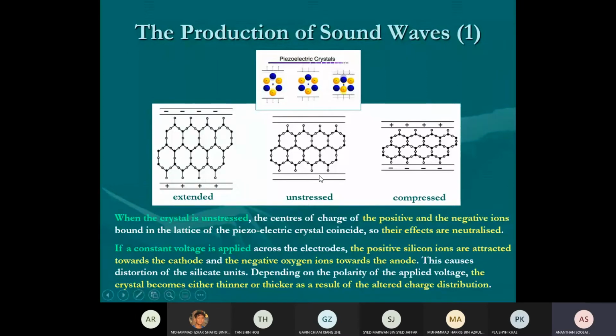So this is how the piezoelectric transducer works. It senses pressure. How? Pressure vibrates the crystal. When the crystal vibrates, the positive and negative charges are displaced. The upper side becomes very negative, the down side becomes very positive, creating a voltage. So it senses pressure and creates voltage.